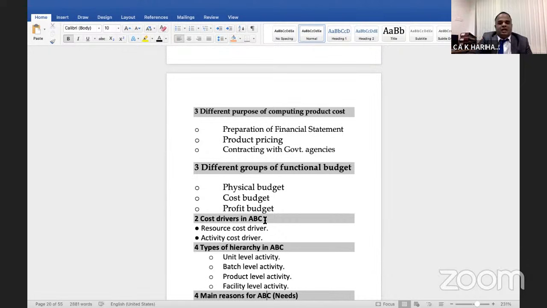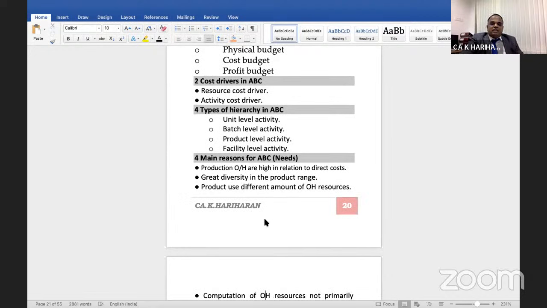Then with respect to ABC, the activity-based costing, what are all the cost drivers? One is cost object and another one is cost driver. Cost object represents what? The item for which the cost measurement is required is called the cost object. The factor that causes a change in the cost of an activity is called the cost driver. That cost driver can be classified into two types: one is resource cost driver, another one is activity cost driver.